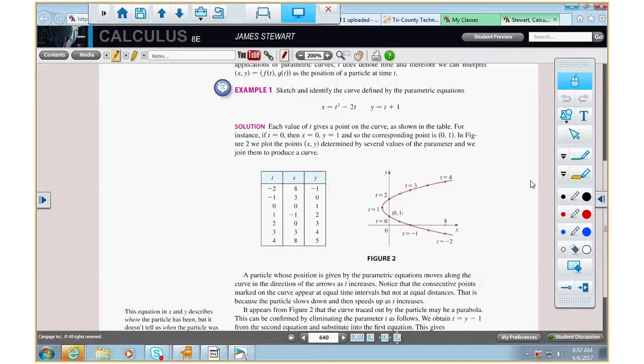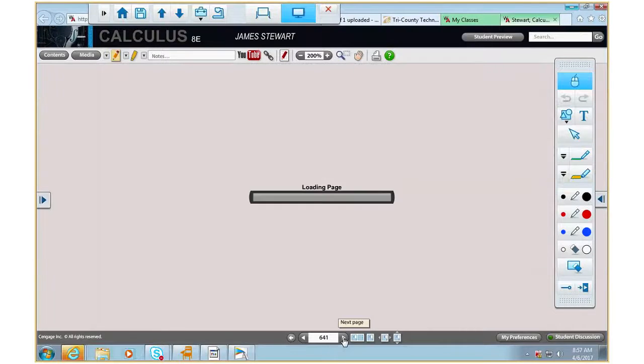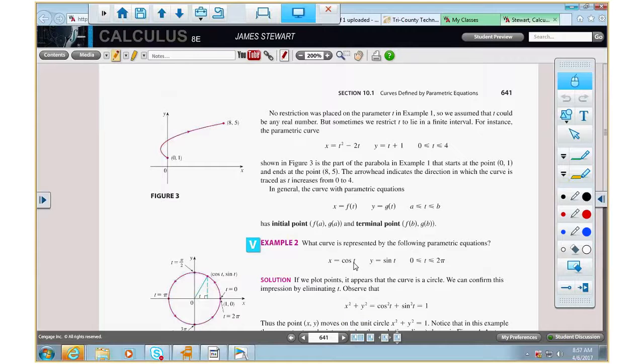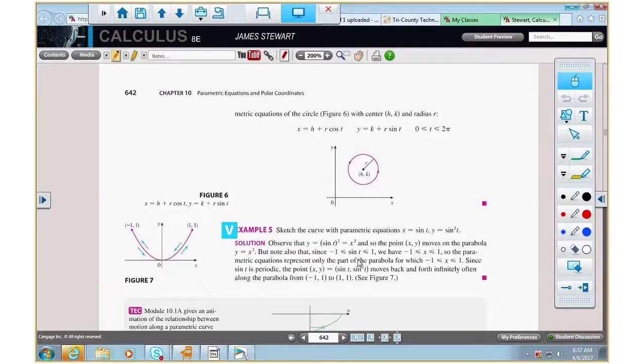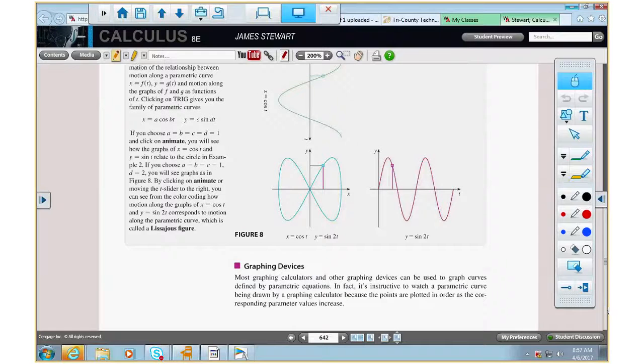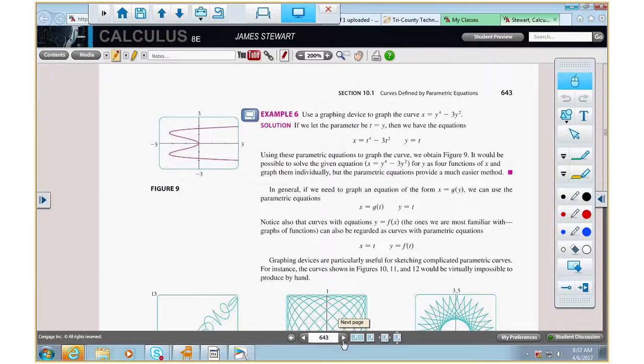10.1 is actually what is a parametric equation, how do I graph them. It even talks about graphing devices and plugging in. You can make the cardioids and all that stuff. And I'll just show it to you. I'm not going to do it on the calculator. But if you turn the page over, for those of you that have a book, well, the next page, I think. Yeah.